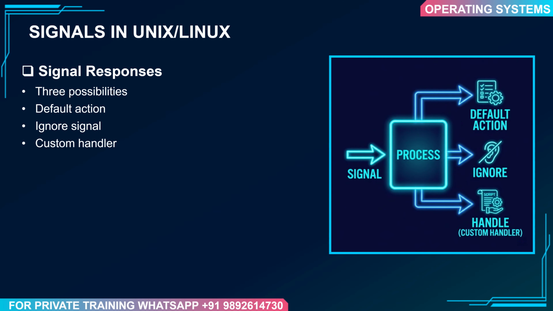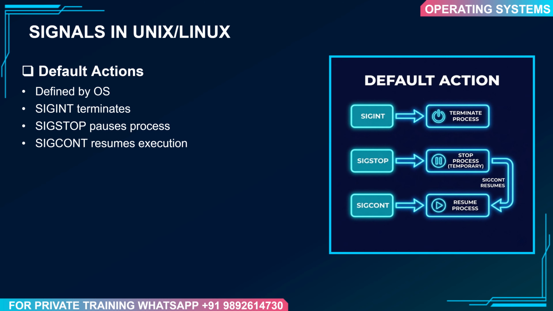Now let us focus on how a process reacts to a signal. There are three main possibilities. The process can take the default action. It can ignore the signal, or it can handle the signal using a custom signal handler. The default action is what the operating system defines for that signal. For example, the default action for SIGINT is to terminate the process. The default action for SIGSTOP is to stop the process temporarily. Stopped processes can later be resumed using another signal like SIGCONT.